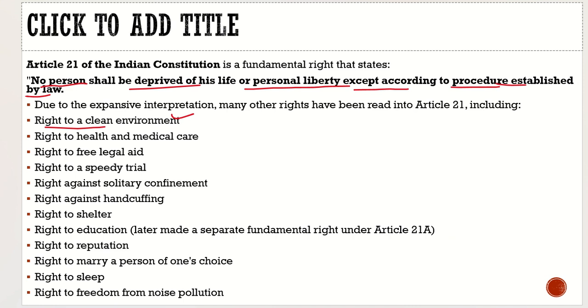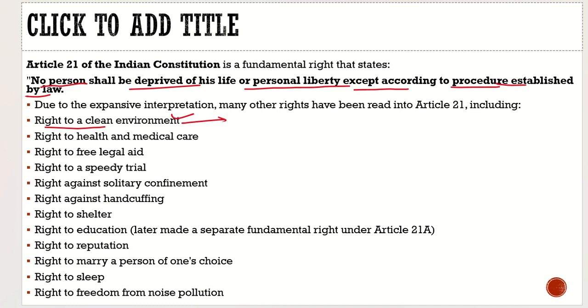The article itself, right to life or personal liberty, does not contain the right to a clean environment, but it is the judiciary which said that if you want to have the full potential of the right to life, there should be a clean environment where you can enjoy your life. You don't want to get sick, you don't want to get infected. So for that you need a clean environment, and having this clean environment comes under article 21 of the Indian Constitution. It is a fundamental right that every person needs a clean environment.